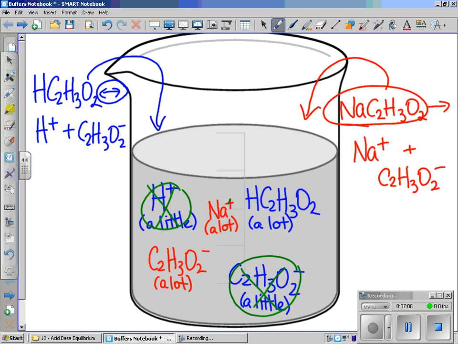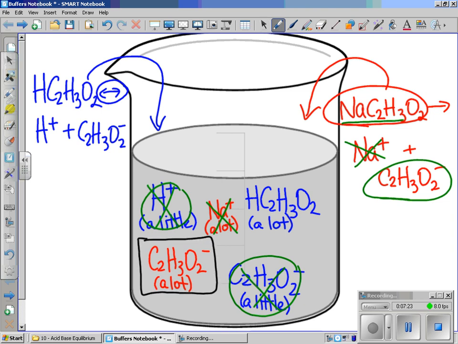Also, this Na plus, even though we have a lot of it, it's not going to matter. Remember, in a basic salt, it's the anion that really matters, not the cation. So it's not going to really matter, so I cross it off. If you see, you're left with two things here in your beaker. You've got acetate ion that came from the salt, and you've got acetic acid molecules that came from the acid.